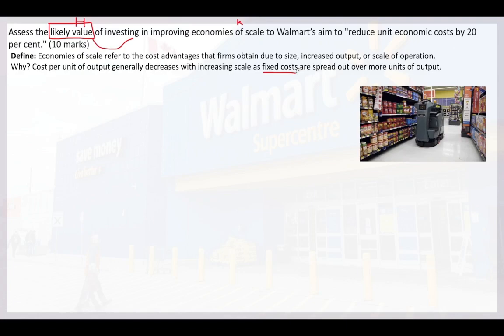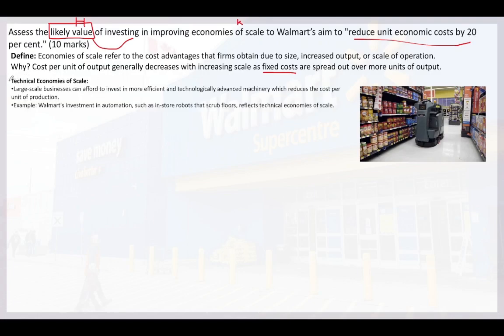There's lots of things that we're going to be looking for. So we'll be looking for cost advantages, looking for ways of improving efficiency, all of it linked to the economies of scale. But then what are we going to do? Well, the likely value of this, and we can see that the aim, according to the question, is obviously lowering their costs. Okay? Might be something else in different essays, by the way.